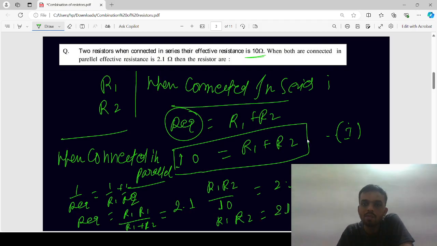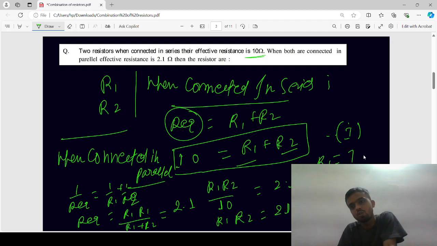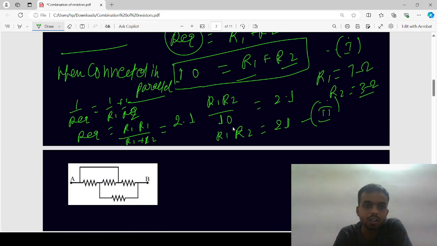So by solving this equation, it is obvious that one of them will be 3 and one of them will be 7, because 3 plus 7 will be 10 and 3 into 7 will be 21. So we can write R1 which will be equal to 7 ohm and R2 which will be 3 ohm and vice versa. Otherwise R1 will be 3 and R2 will be 7. Okay. So now let us move to the next part.